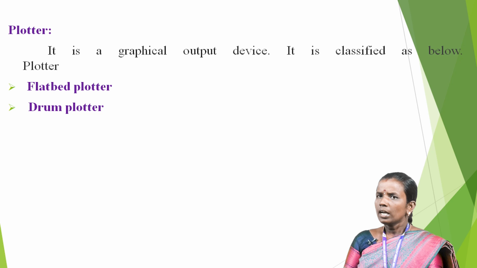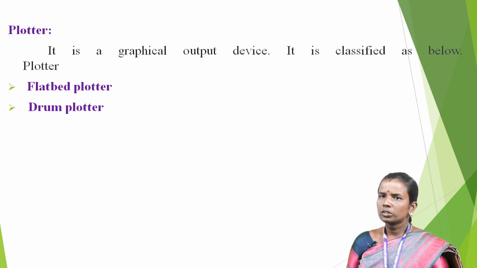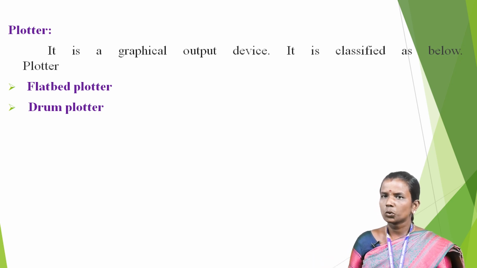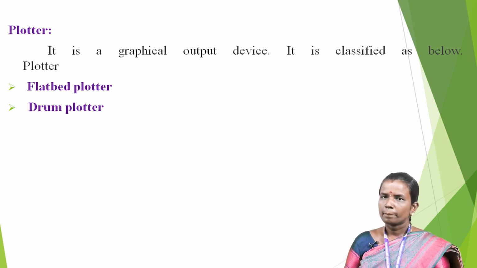Flatbed plotter. It uses a pen to draw graphs on the paper. In this, the pen moves whereas the paper is fixed. This plotter can produce multicolored outputs. It can create output with 8 to 10 colors. This plotter is also known as light pen plotter.